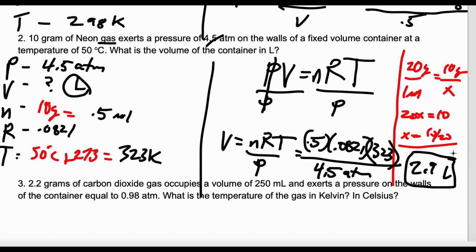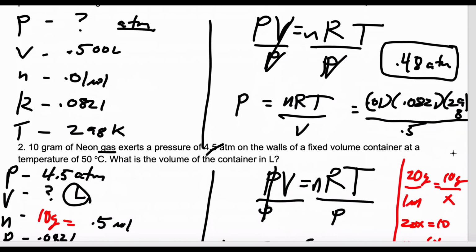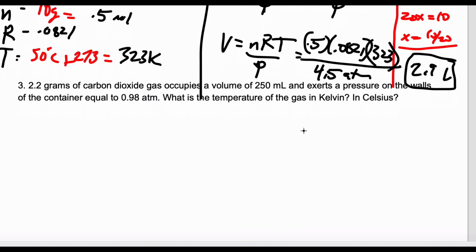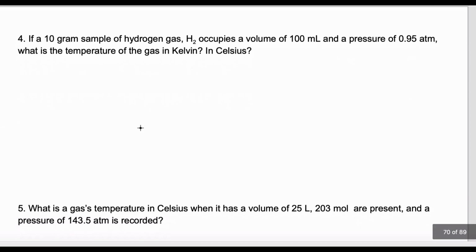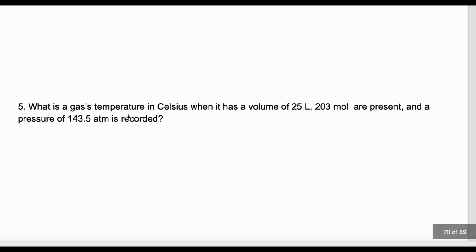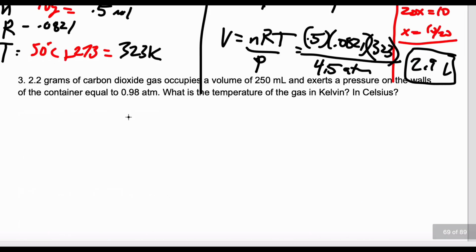Okay, so we did 2 example problems, and now here we have 3, 4, 5 here for you to do. And that's what I'm going to have you do in the checkout. Okay? Take care.